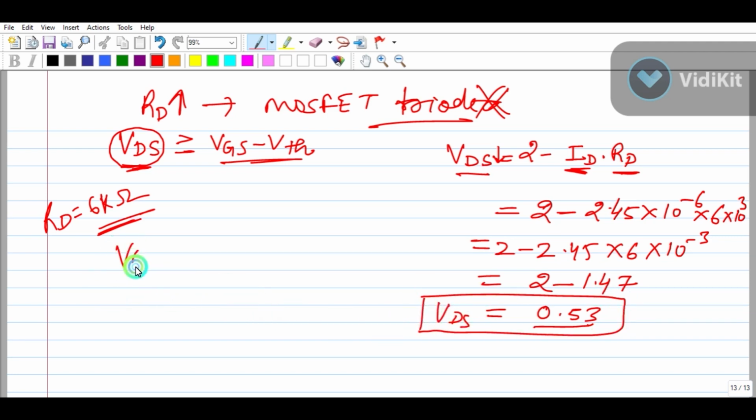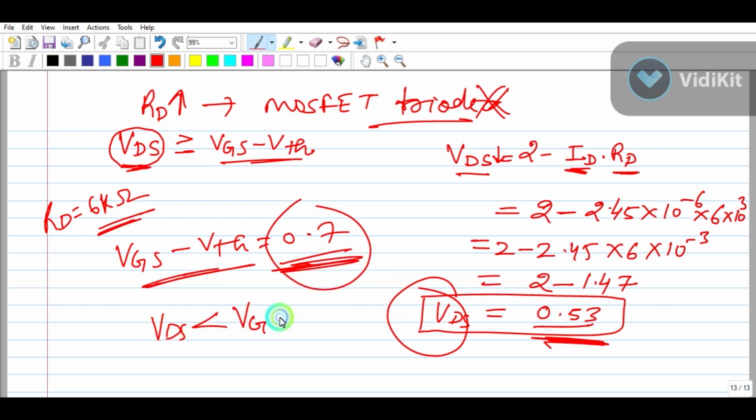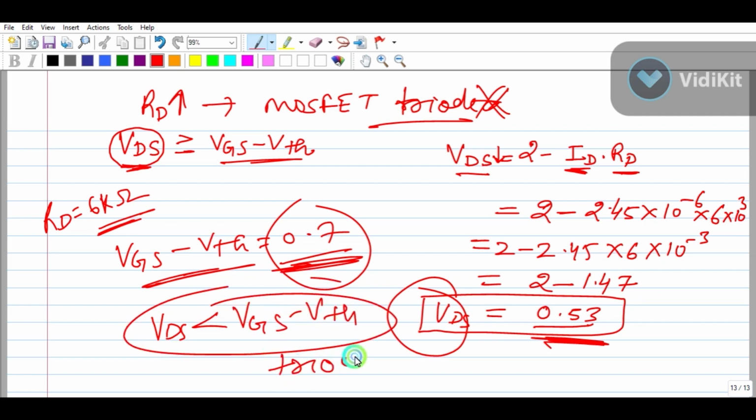And what is VGS minus VTH? That is 0.7. Now see, VDS is not greater than VGS minus VTH. It is 0.53 and it is 0.7. So the situation now is VDS less than VGS minus VTH, and the MOSFET is in the triode region. So you can't increase RD like this. Okay. What else can we do?